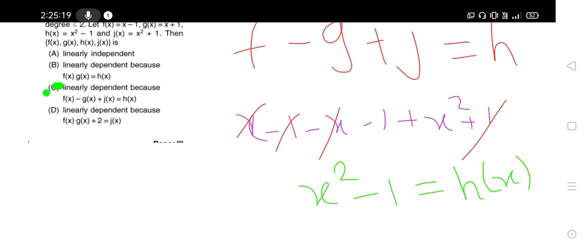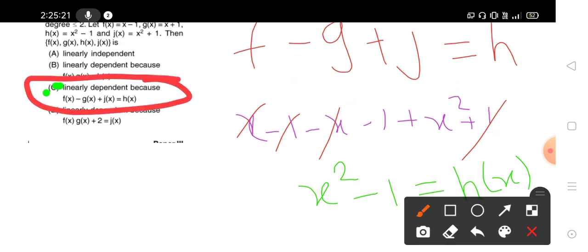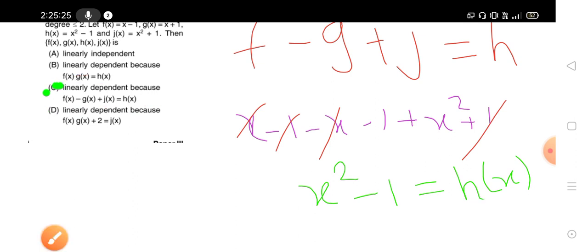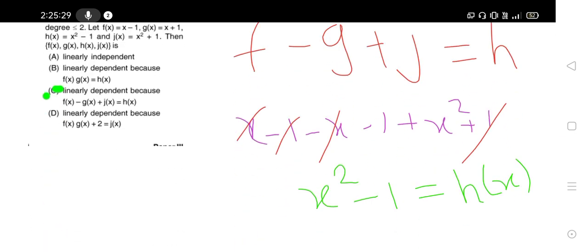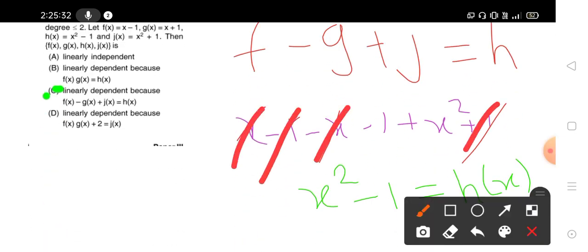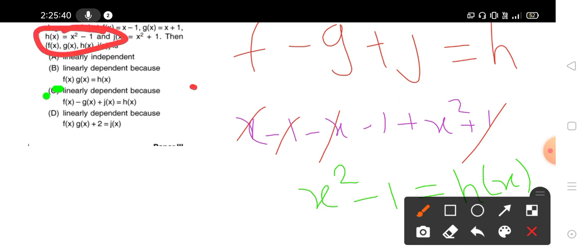And in option C, check for f of x minus g of x plus g of x is equal to h of x. Now check here: minus 1, x cancel, minus 1 plus 1 cancel. Finally we get x square minus 1, that is x square minus 1 is h of x. Therefore option C is a correct statement.